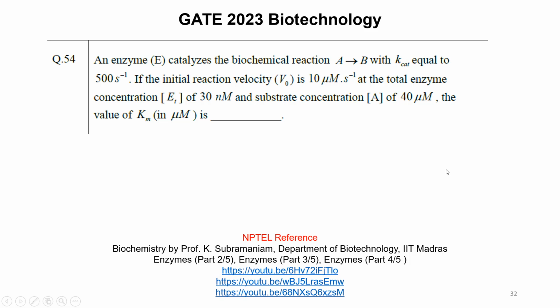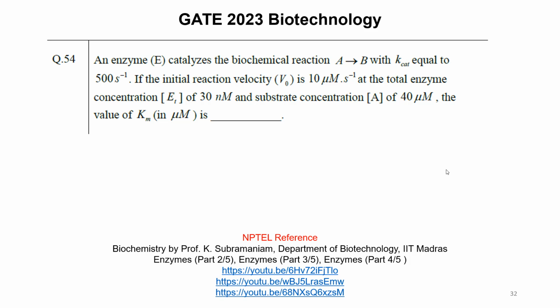Hello everyone. Today we'll talk about this question that came in the GATE 2023 Biotechnology paper. An enzyme catalyzes the biochemical reaction A to B with kcat equal to 500 second inverse. If the initial reaction velocity V0 is 10 micromolar second inverse at the total enzyme concentration of 30 nanomolar and substrate concentration A of 40 micromolar, the value of Km in micromolar is.